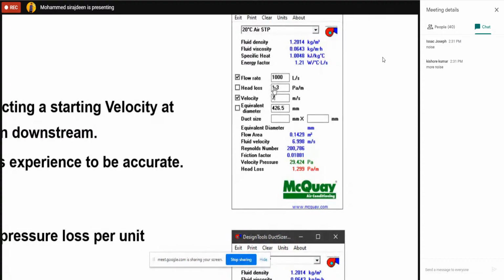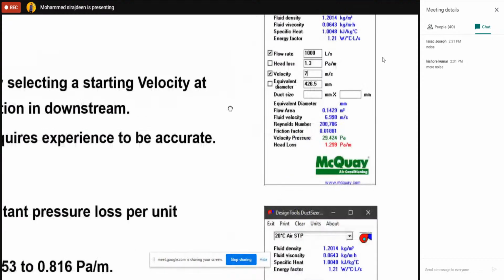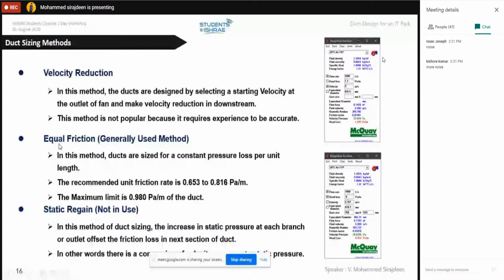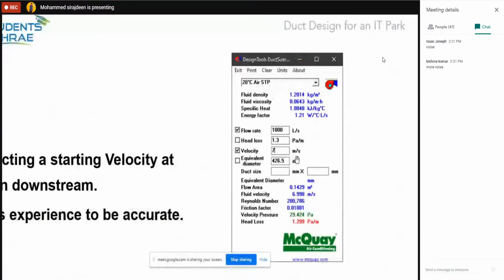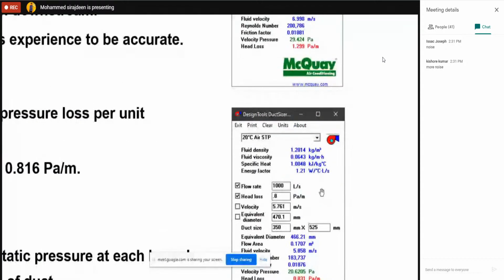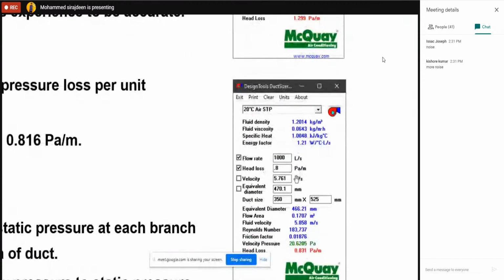The head loss is getting increased to 1.3 pascal per meter. But in the equal friction method, the recommendation is only between 0.6 to 0.8 pascal per meter. So if we go with 7 meter per second, the head loss will be increased. In such cases, we can put 0.8 pascal per meter and select.